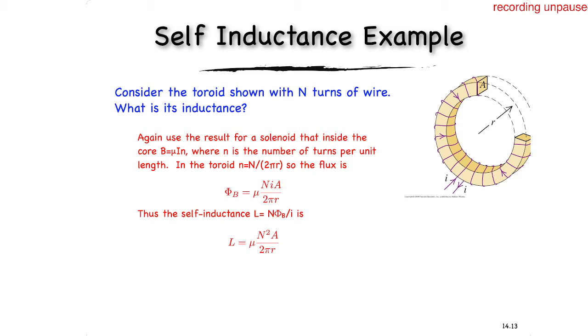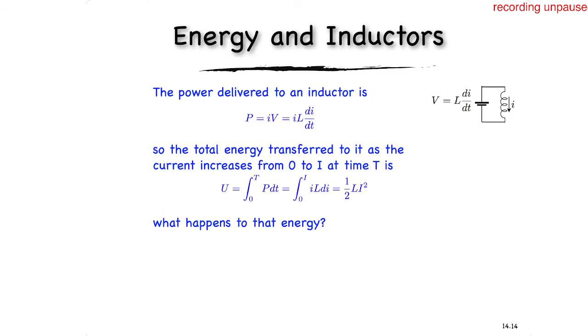So these devices oppose changes in current through them. And we'll quantify that in a moment. But one way of understanding that is when you put current through them, a magnetic field builds up, and it takes energy to build up that field. So let's talk a little bit about the energy.